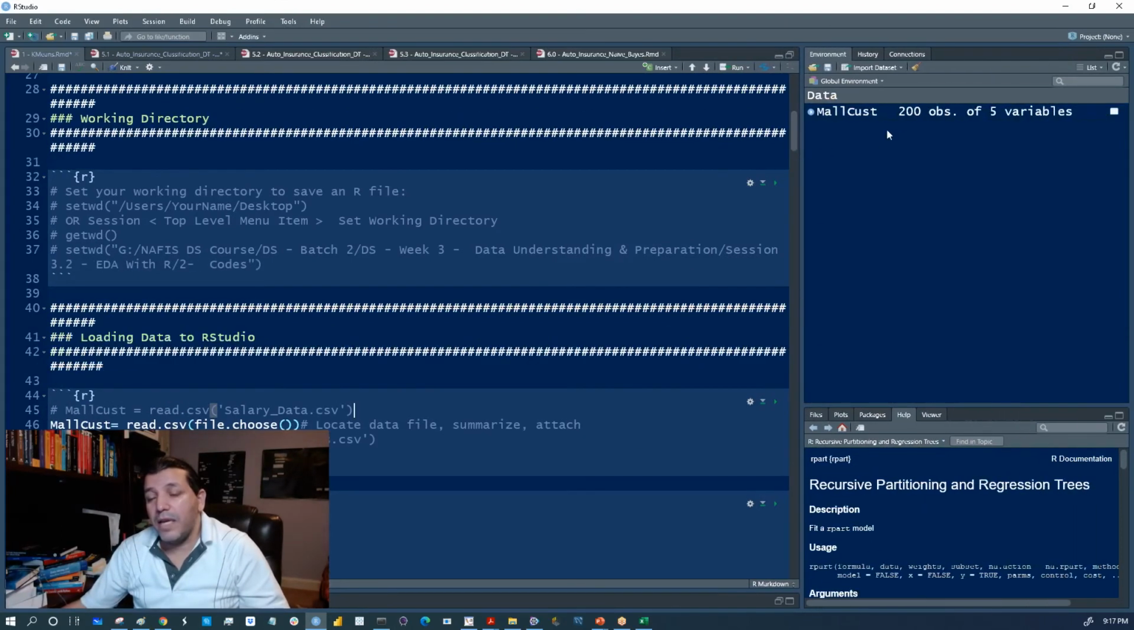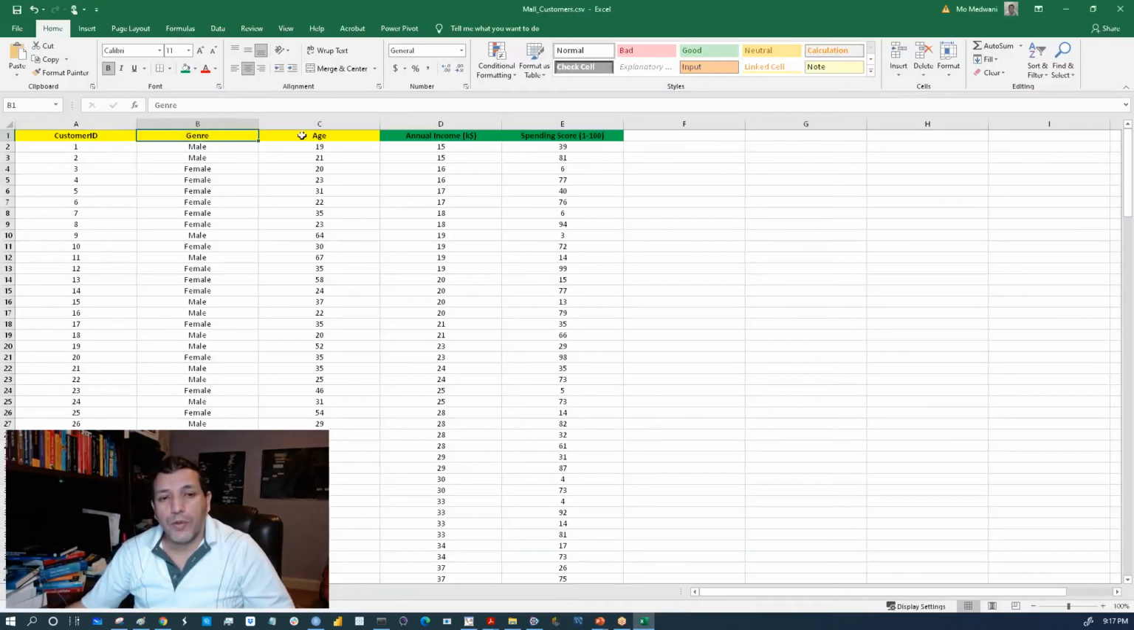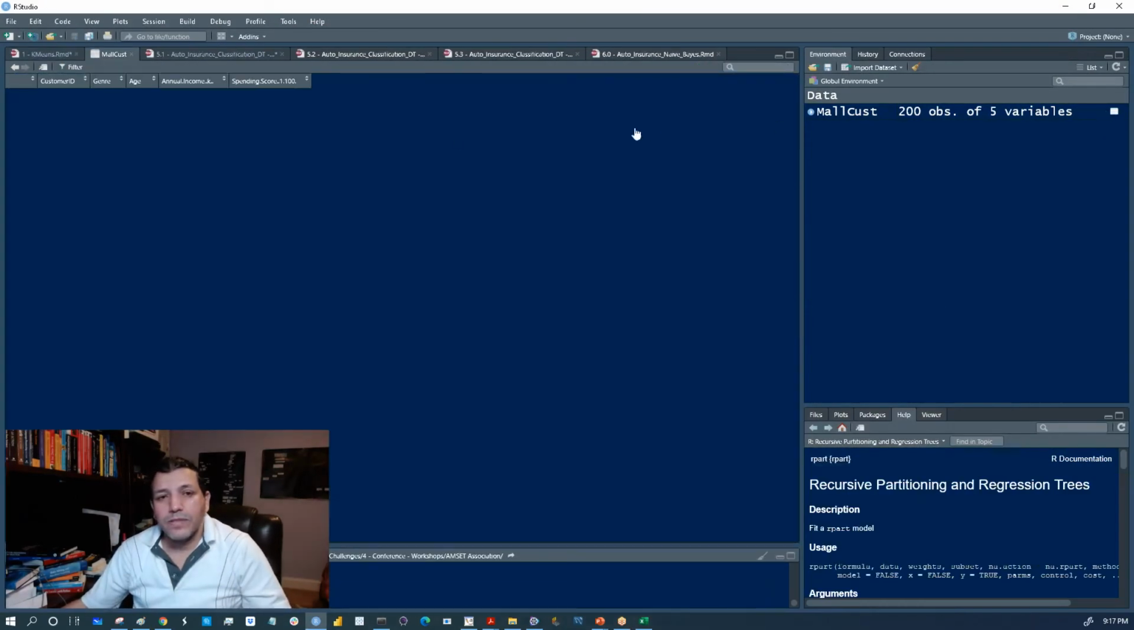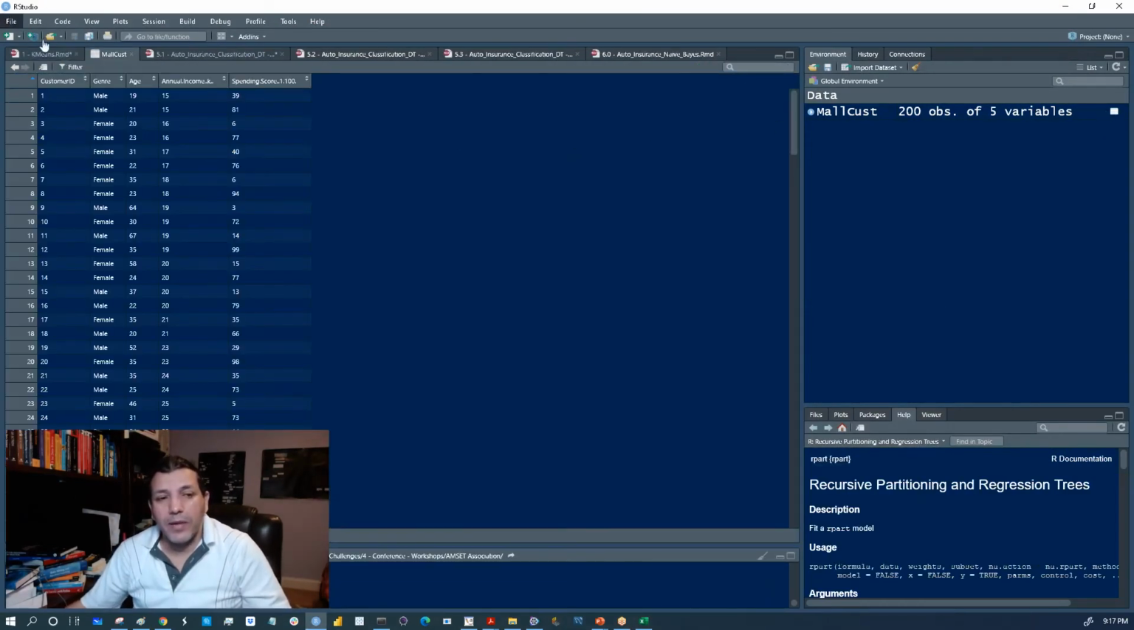200 observations, 200 customers, and we have 5 variables: 1, 2, 3, 4 and 5. Let's take a look at the data. So this is our data here. We have customer ID, gender, age, annual income, and spending score. So the data has been loaded into this open source programming language called R.